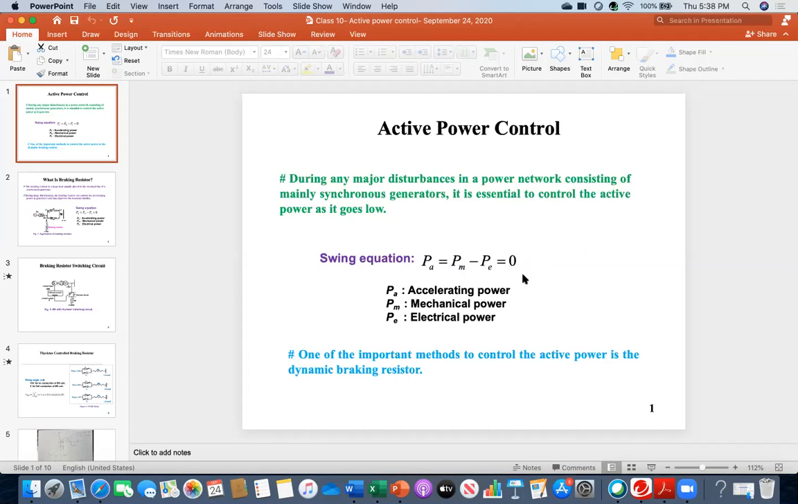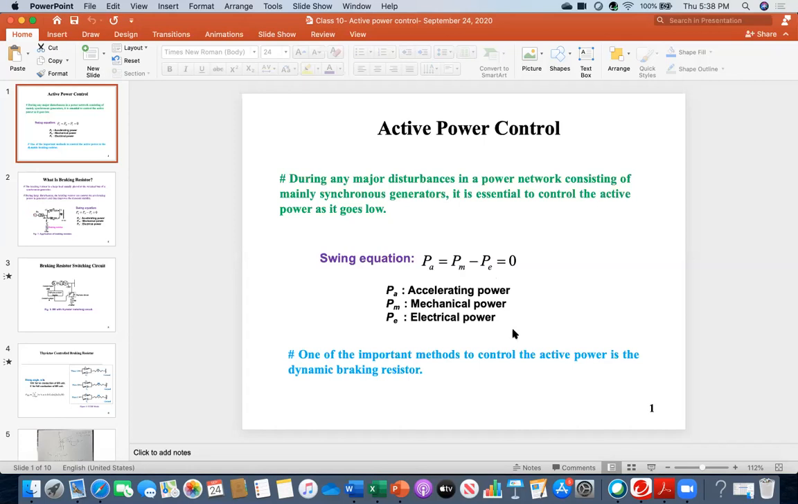Now, the thing is, how to do that? Because as I said, consumers are consuming power, and because of the fault, at the fault point voltage goes very low, and whatever the increase in the fault current, the multiplication goes very low. But then I am saying you have to increase the power. So how to do that?